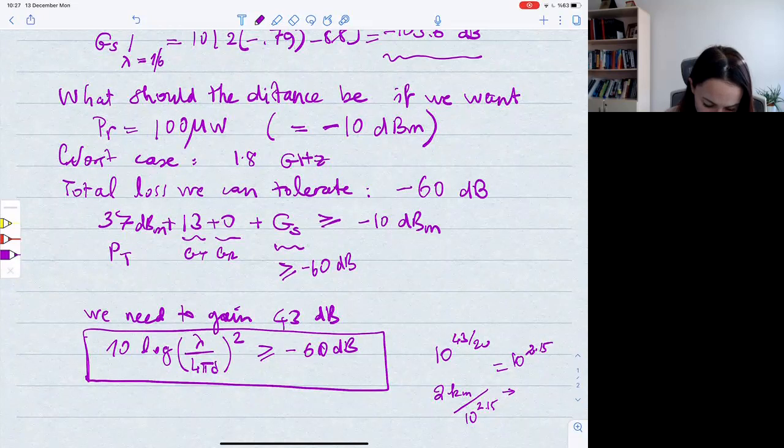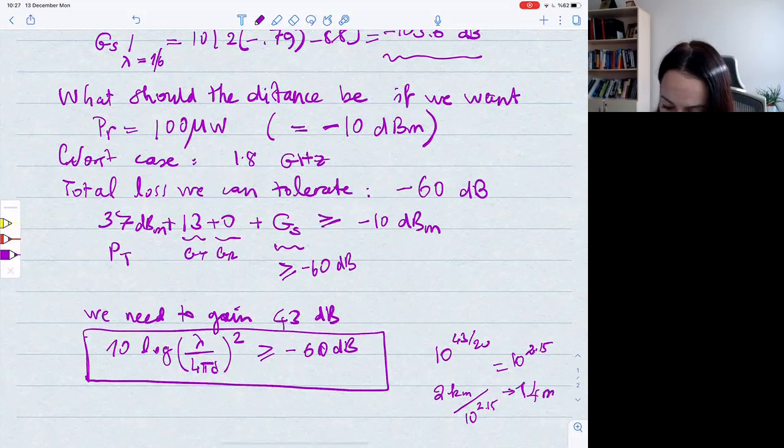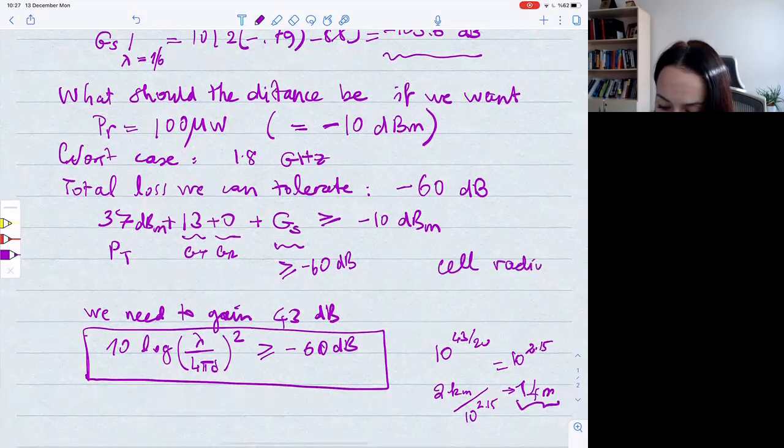10 to the power 2.15. You can compute it together with me. So about 14 meters approximately. So basically cell radius should be less than or equal to about 14 meters.